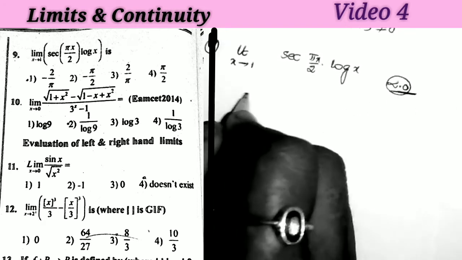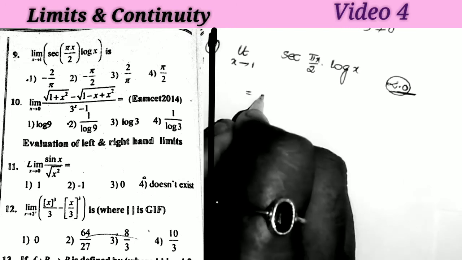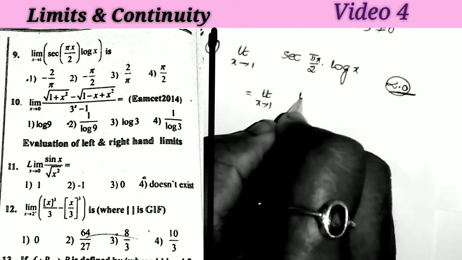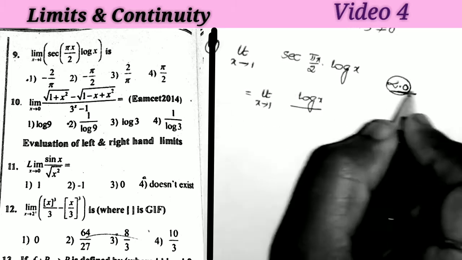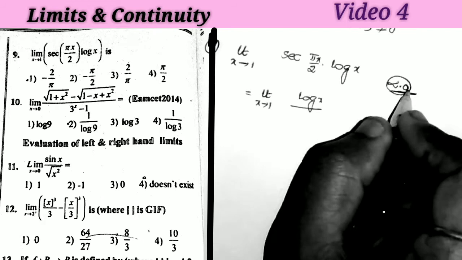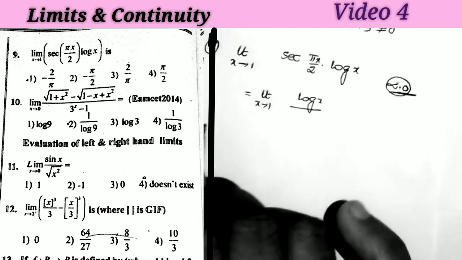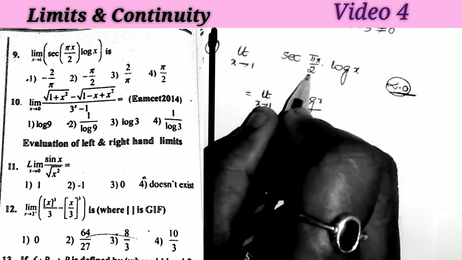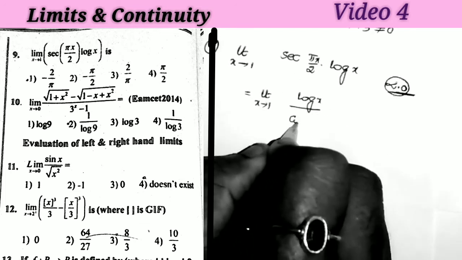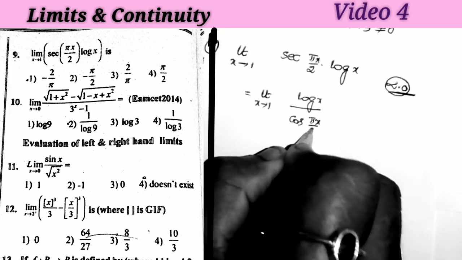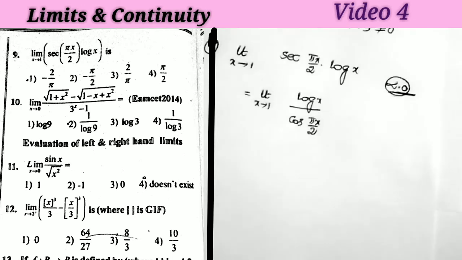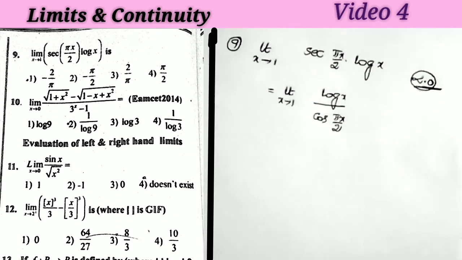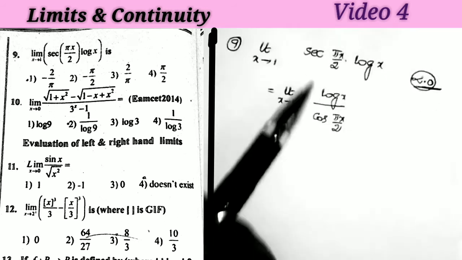So here I change the form. Since this is the indeterminate form infinity into 0, I convert the given expression to limit x tends to 1 of log x by, what is secant(πx/2)? It is 1 by cos(πx/2). I take 1 by cos(πx/2) in place of secant(πx/2), since secant x is equal to 1 by cos x. I change the given expression like that.